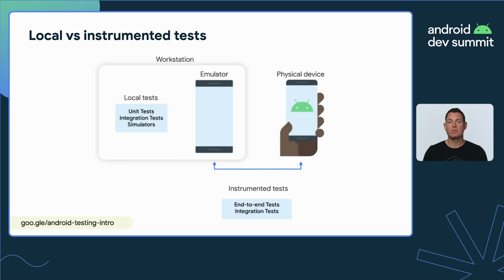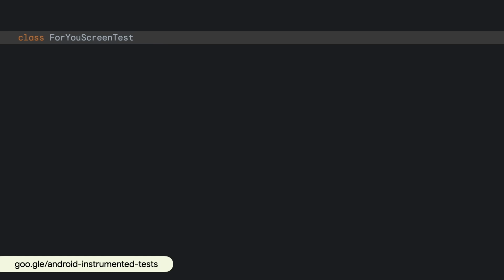Here we have a choice. We can either run the UI test directly on our host using a testing framework like Robolectric. This is known as a local test and is saved in the same location as our previous test. Or we can run it on a device or emulator running Android, known as an instrumented test. Local tests generally run faster but offer less fidelity than instrumented tests. Let's create an instrumented test for our screen.